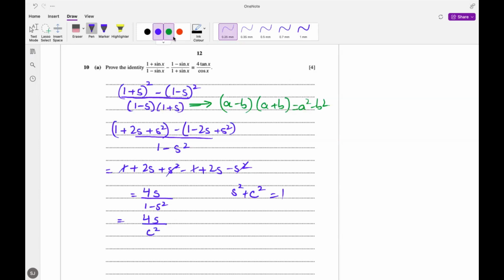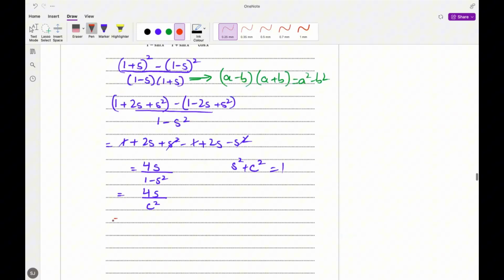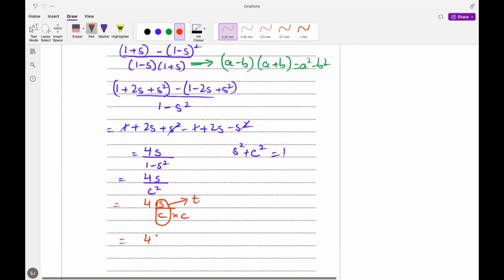Now as we also need a tan in the numerator, we can write cos squared x as cos x multiplied by cos x. Sin x upon cos x becomes tan x. So this will become 4 tan x upon cos x.